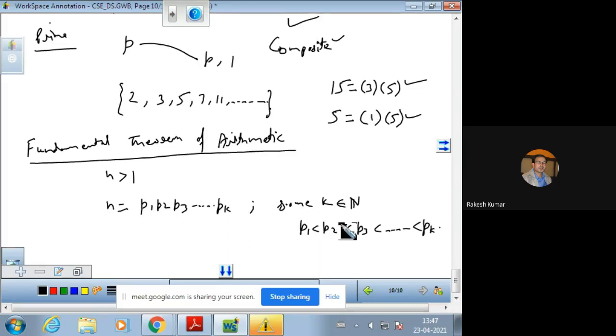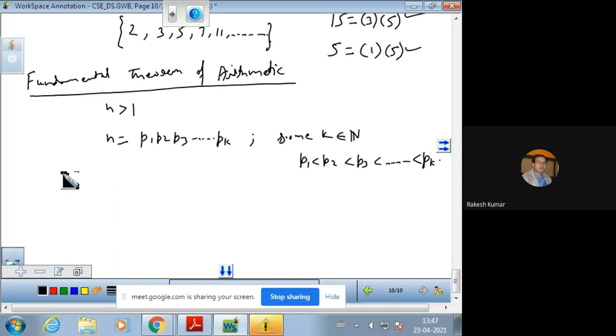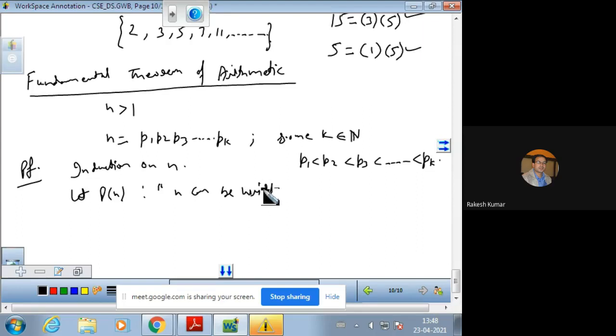This is what we need to prove. This is the fundamental theorem of arithmetic. Understand this carefully. We shall apply the principle of mathematical induction, and we shall apply induction on n, and let Pn be the statement that n can be written as a product of primes. So this is the statement we have.